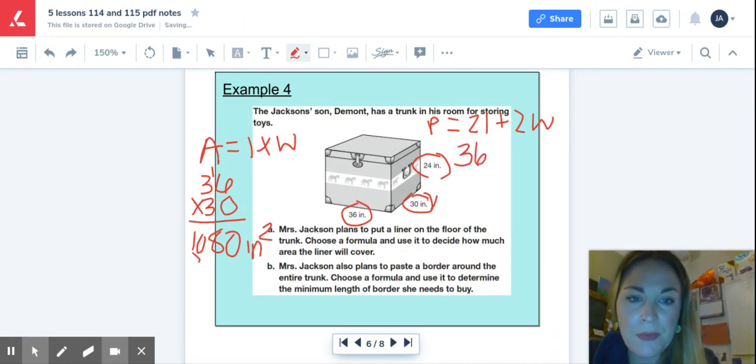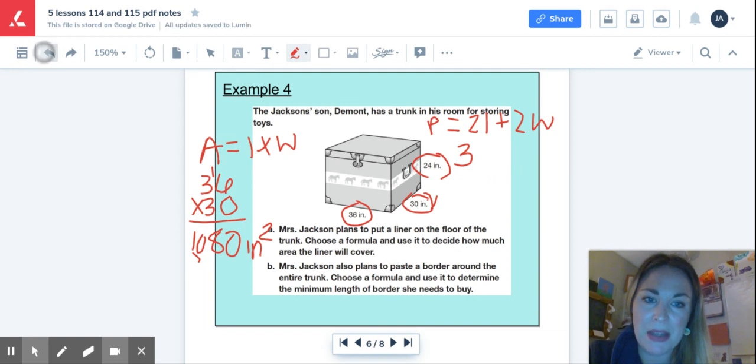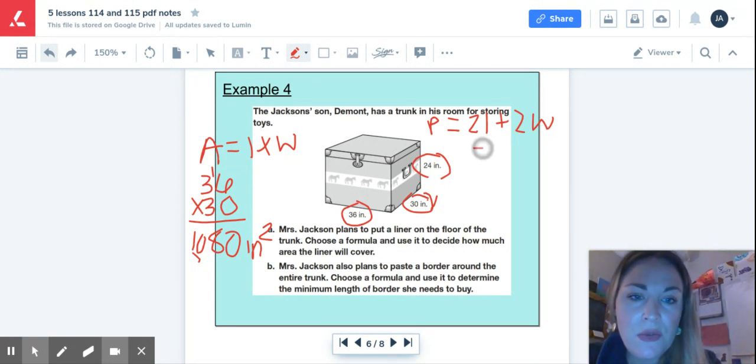Oh, I'm running out of room. You know what? I'm actually going to go back and think about that mentally just to save us some room. 36 times 2. Well, 30 times 2 would be 60. 6 times 2 is 12. 60 plus 12 is 72.